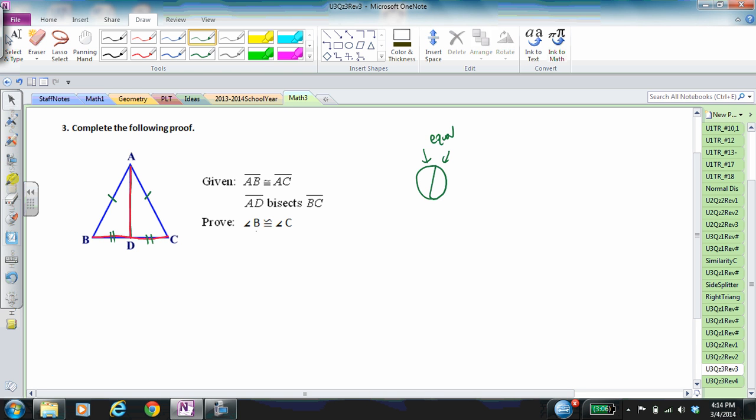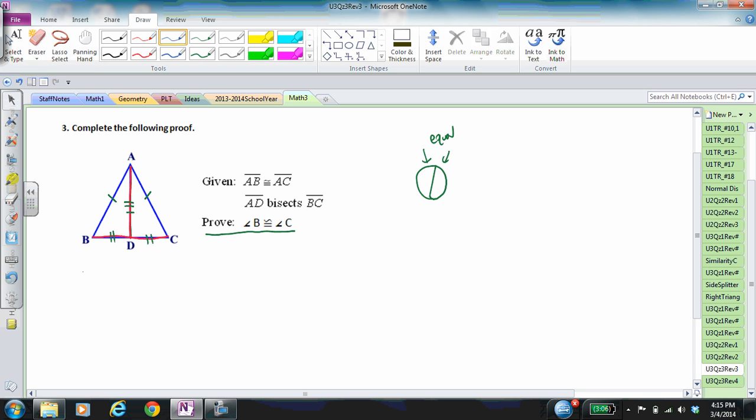I want to show that angle B is congruent to angle C. So ideally, if I could show that these two smaller triangles are congruent, then I could say that by CPCTC. So far I have two pairs of sides, and it's really jumping out to me that AD is a shared side and it's congruent to itself by the reflexive property. So it looks like I could say the triangles are congruent by side, side, side, and then use CPCTC to prove that these parts of those triangles are congruent. So let's do that in paragraph form.